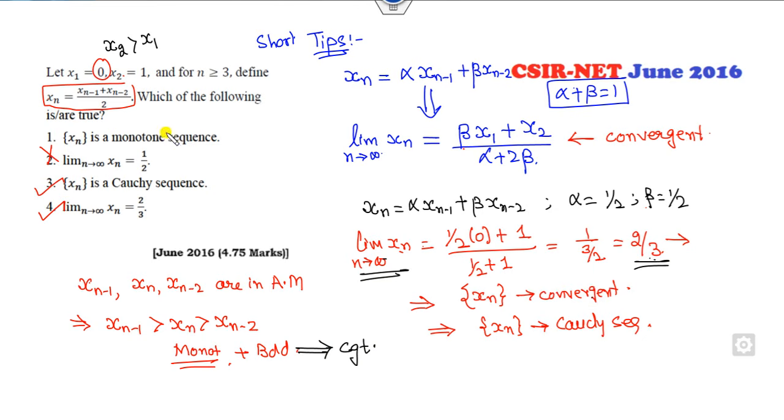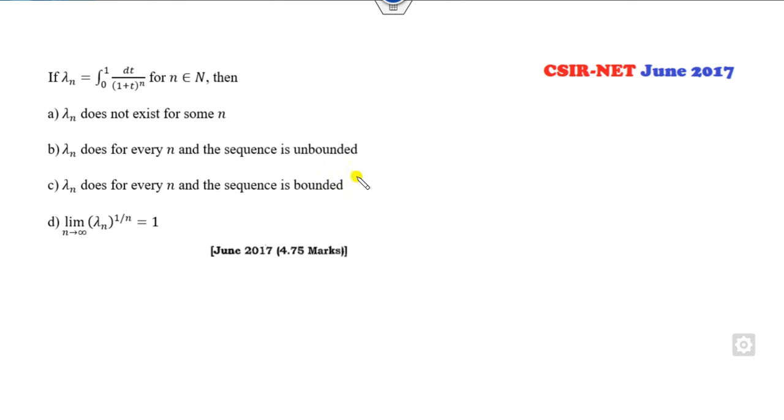Fine. Now xn is a monotonic sequence. Yes, it's a monotonic sequence, so therefore the right answers are monotonic, Cauchy and convergent. So A, C and D are the correct answers for this problem. xn is a monotonic sequence. Look at this next one.